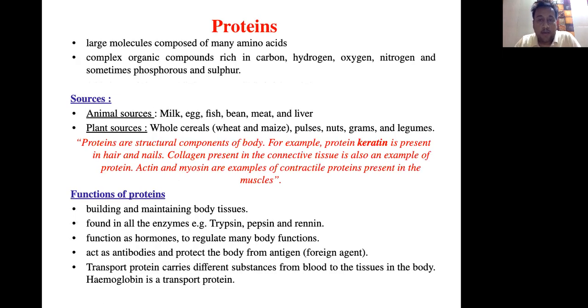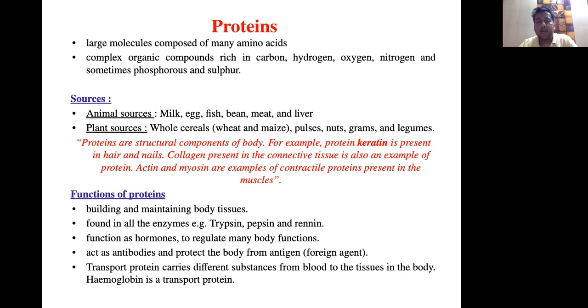The next major macronutrient is the proteins. Proteins are said to be the building blocks of our body. They are large macromolecules composed mainly of amino acids. These are complex molecules rich in carbon, hydrogen, oxygen, nitrogen, sometimes phosphorus and sulfur. And these provide the building block of the body. The muscles we develop, the body parts we develop, mainly comprise proteins.